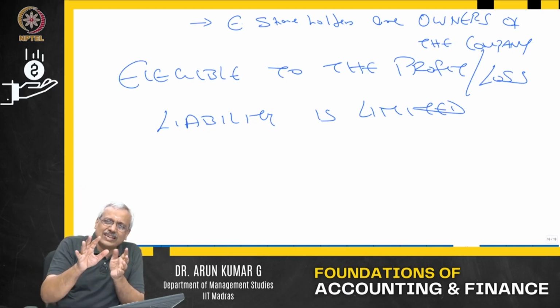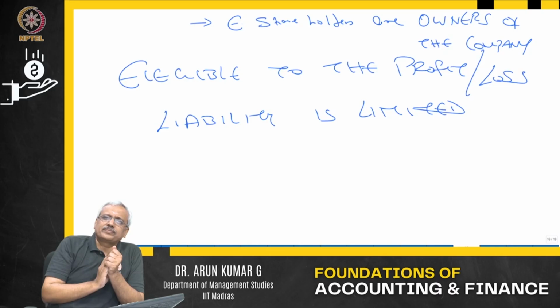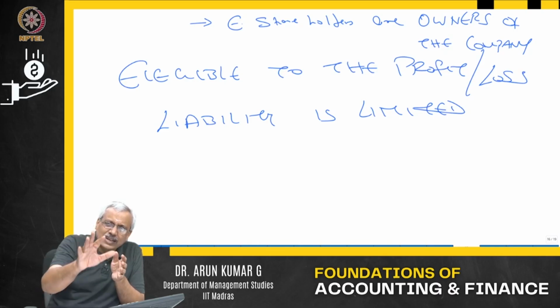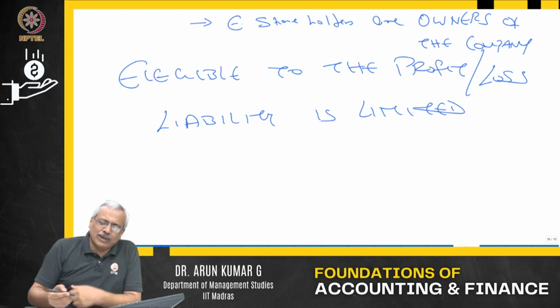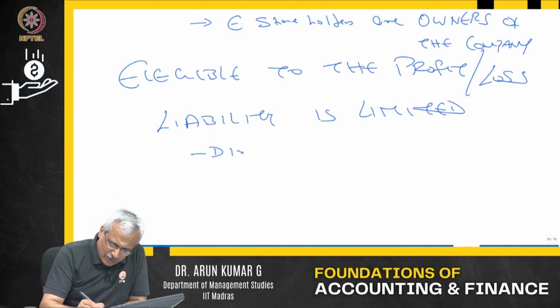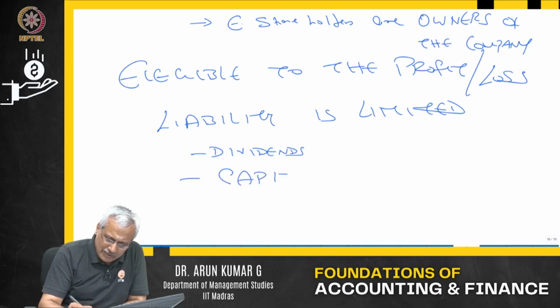So you are an equity holder. I have given you very crude definitions. Equity shareholders, owners of the company, yes. Equity shareholders, voting right, yes. How will the equity shareholder make money? They will make money in the form of, number one, of course, dividend. Number two, in the form of capital gain.